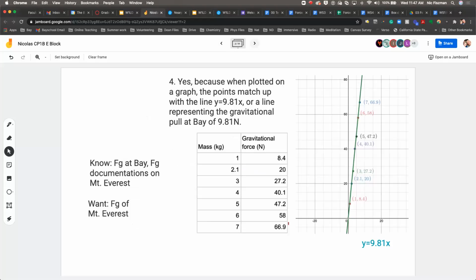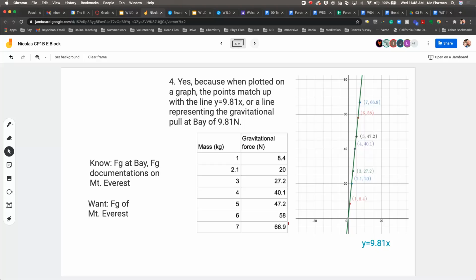So I can do this one. Our question was: at the summit of Mount Everest, we have a set of data that shows how much various masses weigh up there, and is it the same as the 9.81 newtons at base? We said yes, because even though the mass of 1 and the 8.4 don't match up, if you put it all on a graph as we did on the right, and you use the line y equals 9.81x, which we got from the 9.81 newtons, then it lines up as what seems to be a line of best fit.